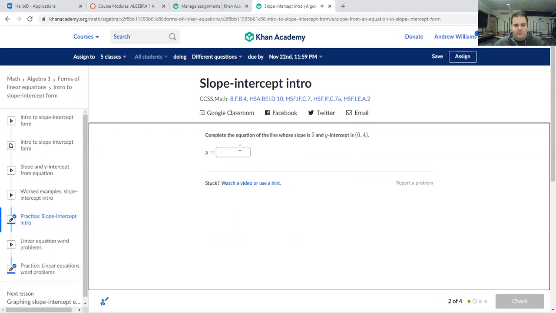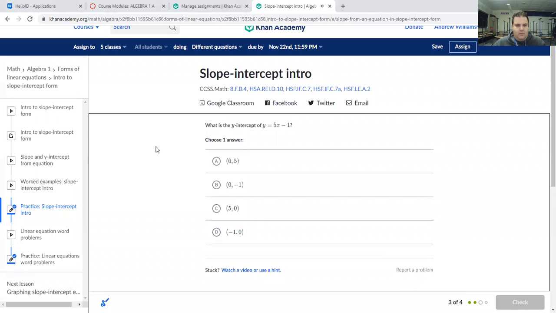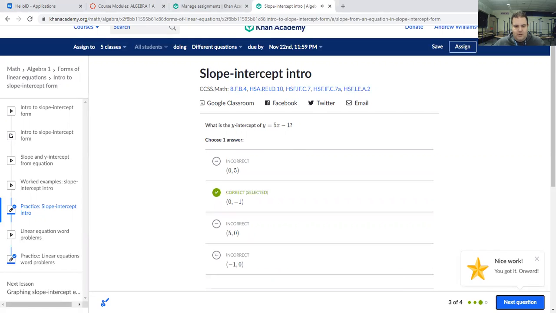And I'll just do a couple of these real quick, actually, since we're here. Complete the equation of a line whose slope is 5, so that's y equals 5x. And the intercept is 0, 4, so that's plus 4. What is the y-intercept? It's this piece right here, so it's going to be 0, negative 1. And I'll do one last one.